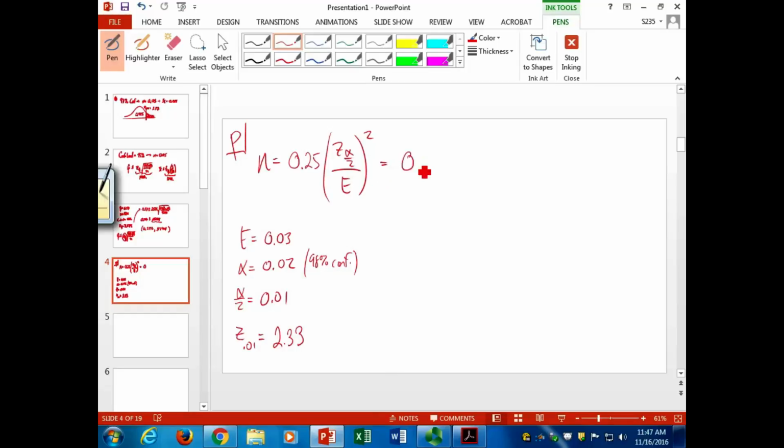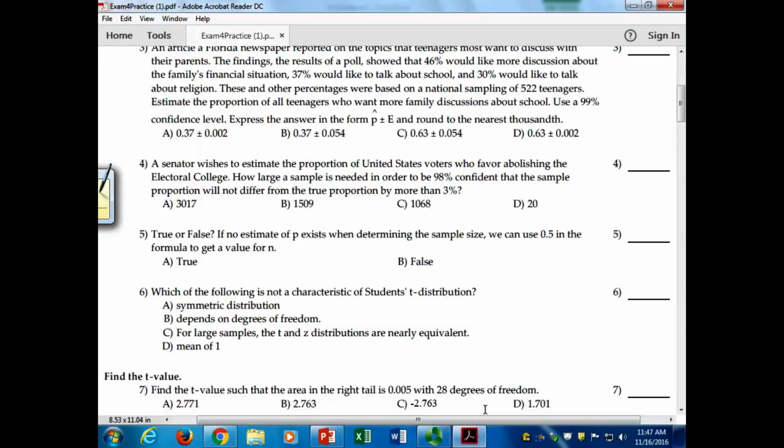So we've got everything we need. That 0.25 is just to be conservative. And then you say, okay, our z value is 2.33. Divide that by 0.03, that's the error we want. Square that. And what do you get for that? 1,508.027. So 1,508 and some change, which we would round up to 1,509, just to be safe. Yeah, 1,509. B?